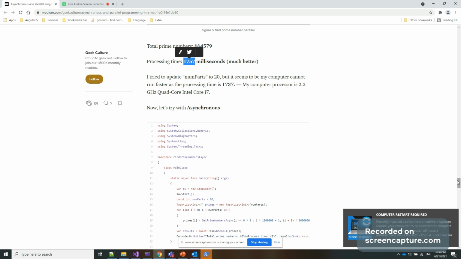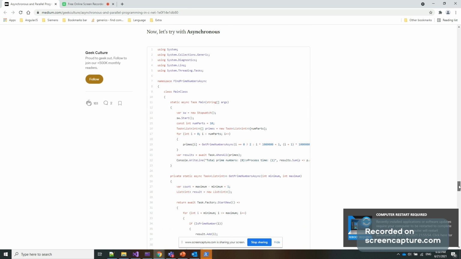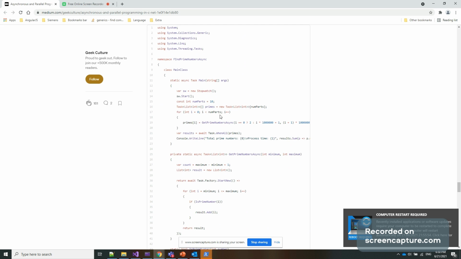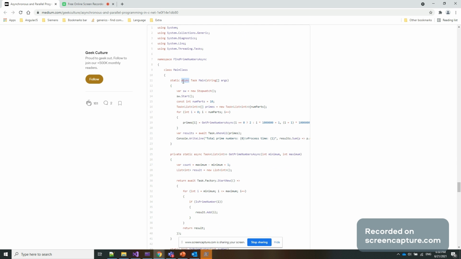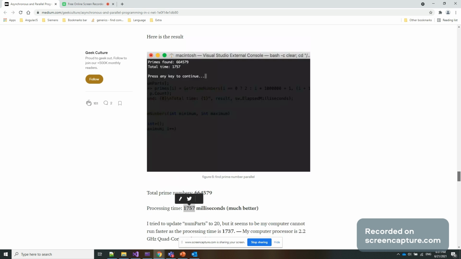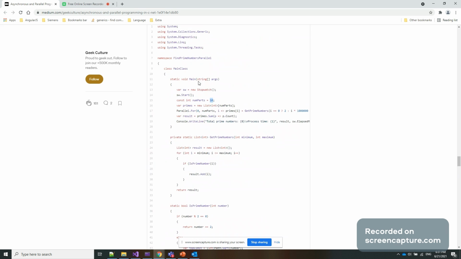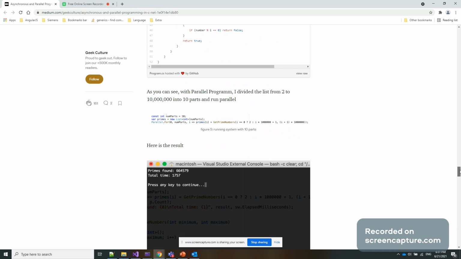Now coming to the third, async and await. The main difference is that we are using async here in the main, and when we use async, we also need to use await. We need to use both together. And if we are using parallel programming, there is no async and await.